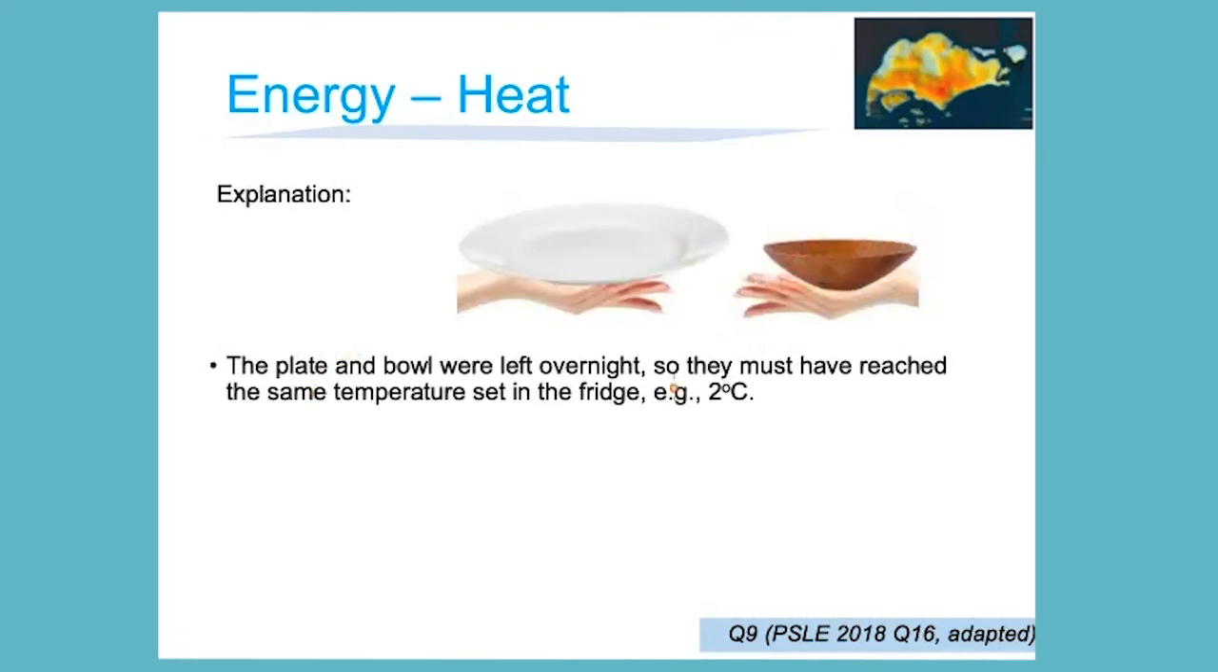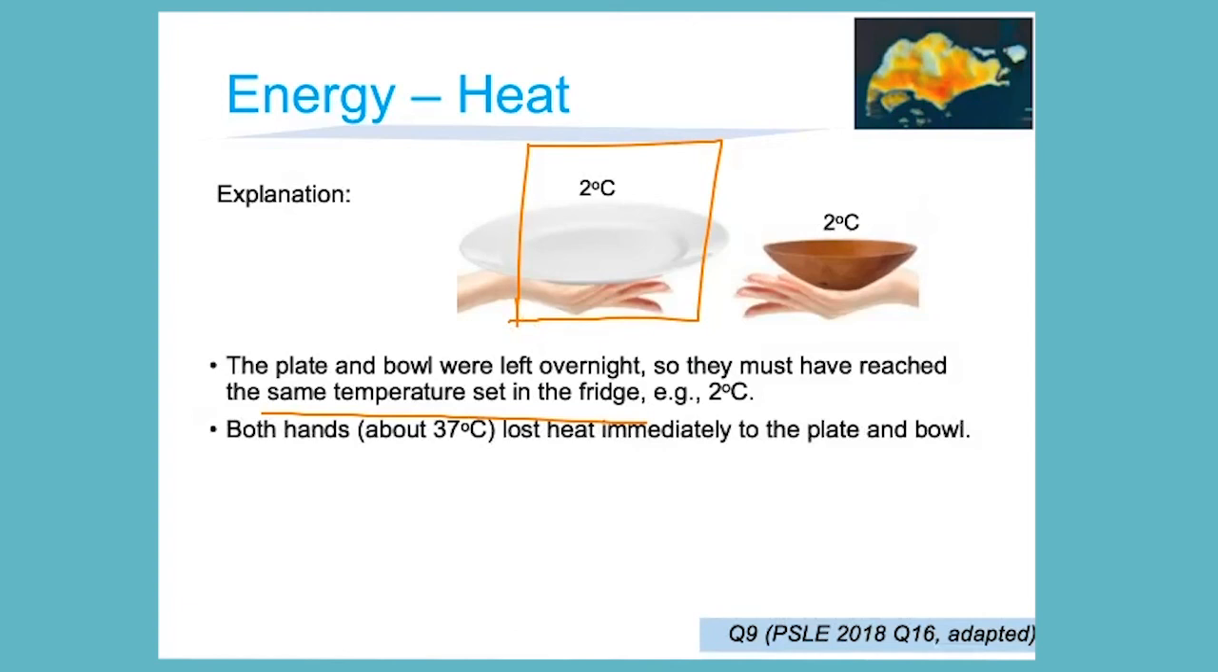If both of them were left overnight, then I'll have to assume that they must have reached the same temperature that's set in the fridge, which for most of our fridges is between 2 degrees Celsius to 6 degrees Celsius. Okay, so assuming that both are 2 degrees Celsius, and I know that this one felt colder, that means when I touch these two objects, my hands, which are 37 degrees Celsius, are warmer, right? So heat will travel from my hand to the plate, heat will travel from my hand to the bowl.